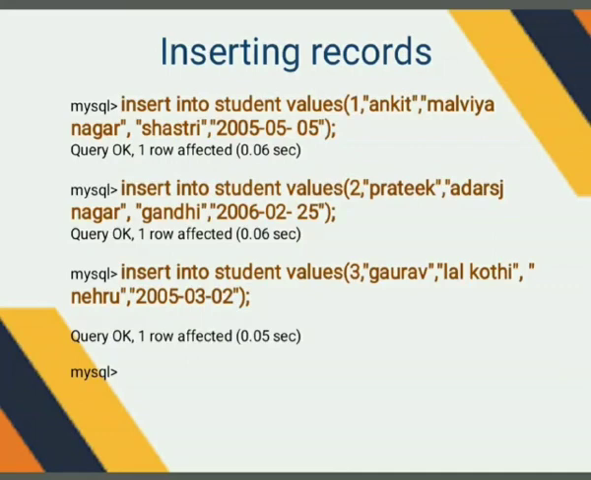Next attribute was house. In which house the student is? Nehru house, Shastri house, Ambedkar house, in which house he is. So suppose roll number 1 Ankit is in Shastri house. So Shastri is also in the varchar. It will be enclosed in double quotes. Single quotes will also work, no problem at all. Once again we will put the comma because one more value is left, that is the date of birth.